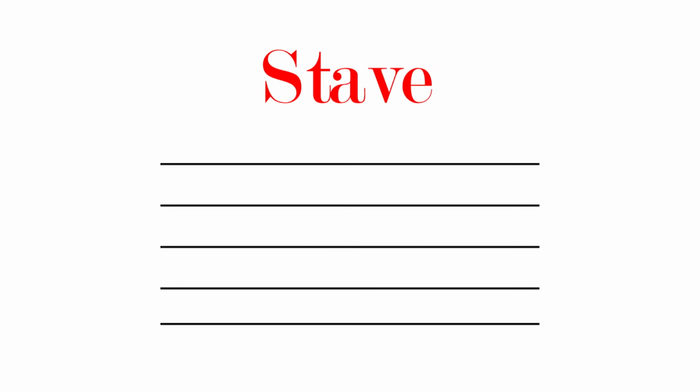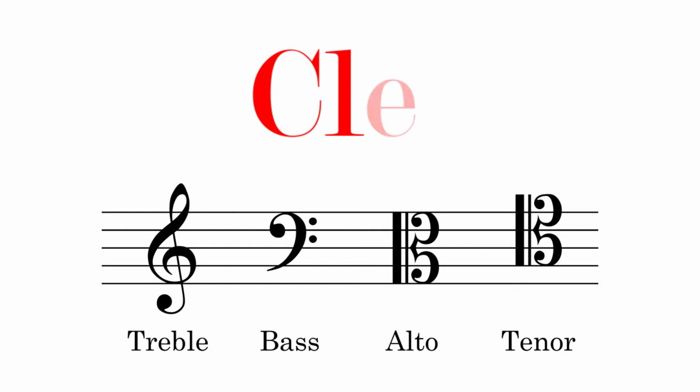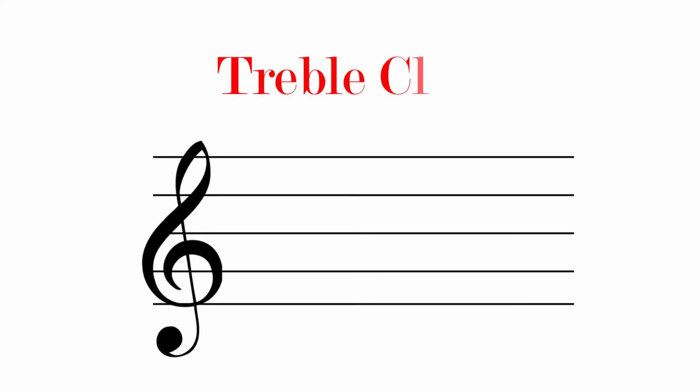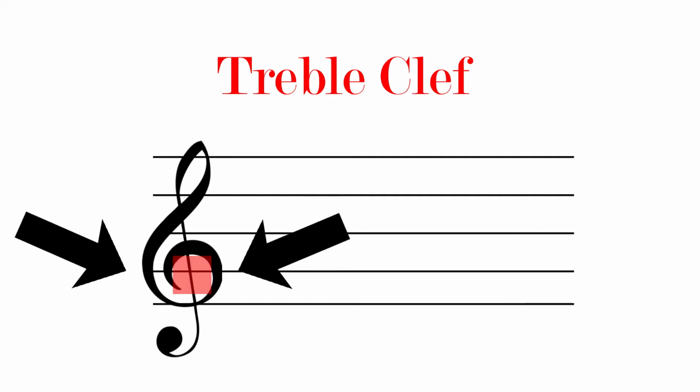To enable us to know which notes we're required to play on a stave, we use a symbol called a clef. The most commonly used clefs are the treble clef and the bass clef. The treble clef is sometimes called the G clef because it sits on the G line.